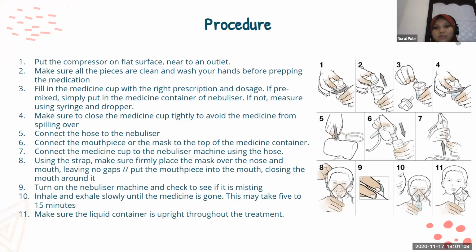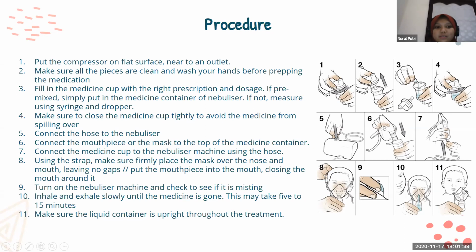Moving on to the procedure, it's basically summarized in this picture. The first and the second steps are not shown. So the first step is to put the compressor machine on a flat surface, possibly near an outlet, and make sure all the pieces are clean and wash your hands before preparing the medication. Then we can start filling in the medicine cup with the right prescription and dosage.